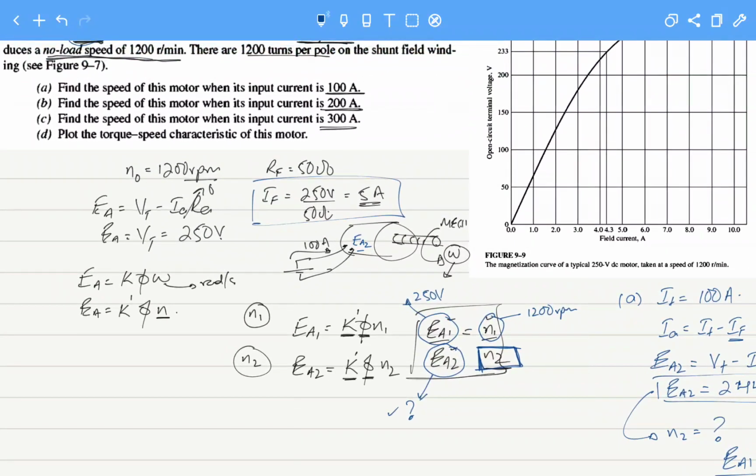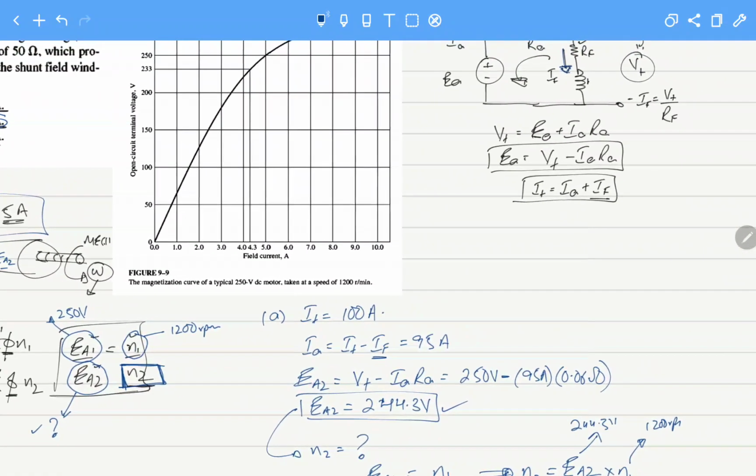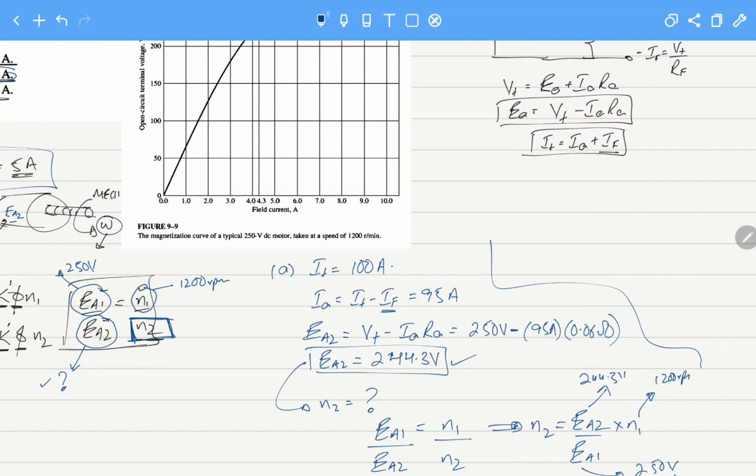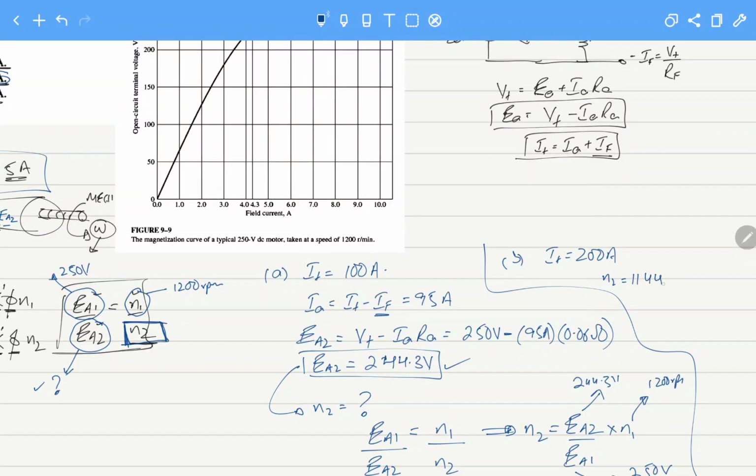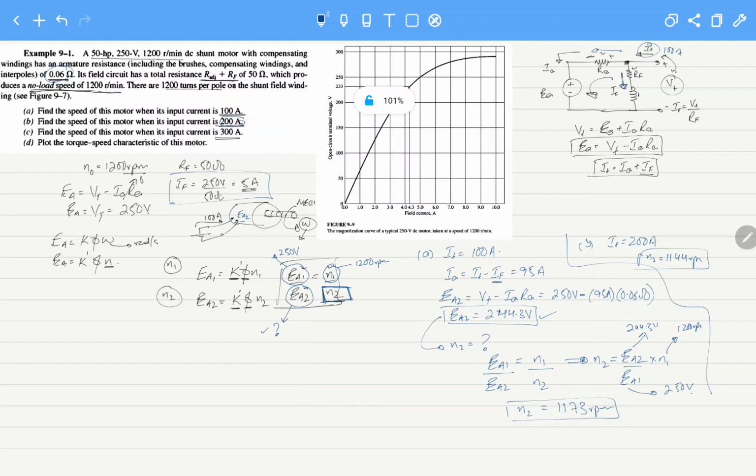The next part states, if now the input current is 200 ampere, we solve this again for IT equals 200 amperes. If you solve it like the previous scenario, N2 will become 1144 RPM. So this is how you solve this, and then you can plot the values for the DC motor.